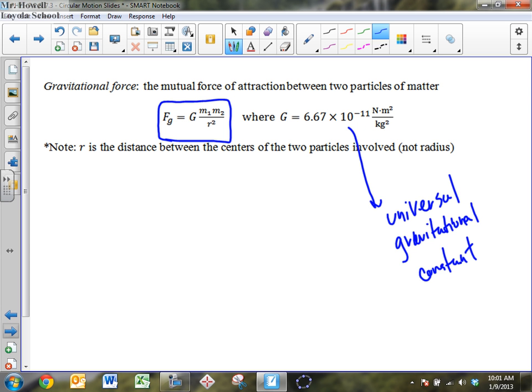Like the ground and the person. Or like the Earth and the person. You need the whole object itself. So like, if I look at these two chairs, you don't see them pulling each other together, but they are, believe it or not. But the force is so small that it's negligible.